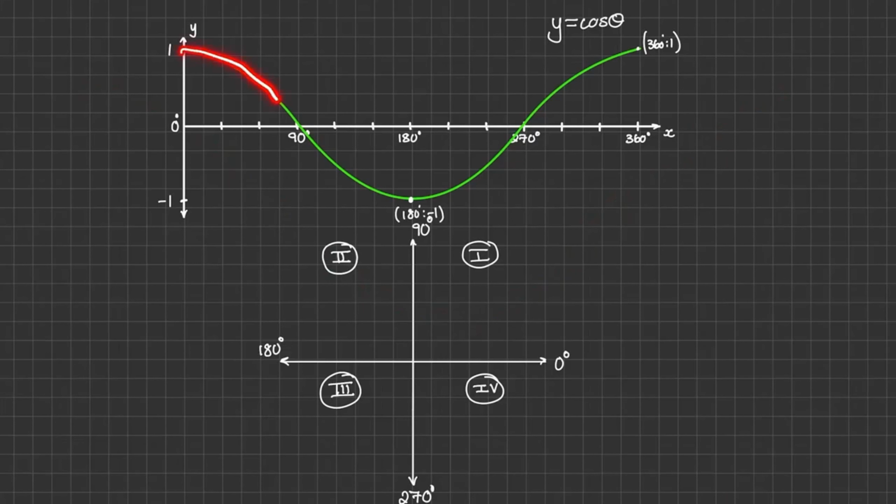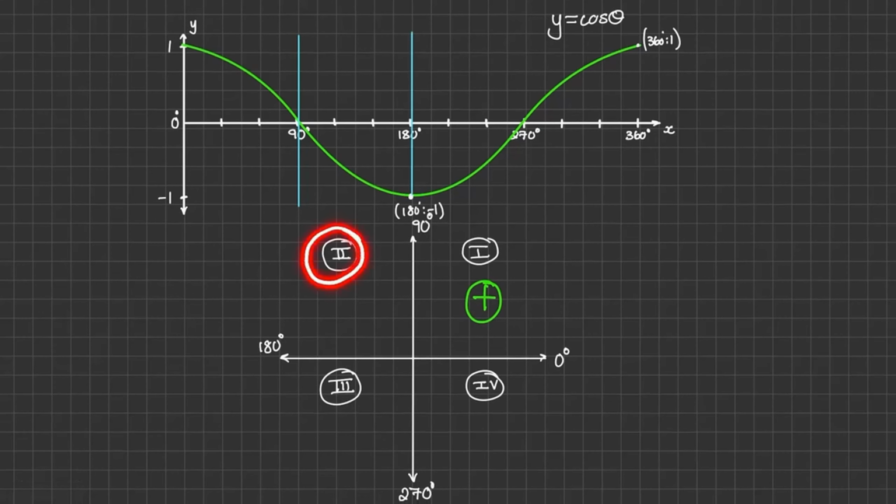Now I'm going to use this curve to discuss the properties of cosine of theta in the first quadrant all the way to the fourth quadrant. First, quadrant 1 is represented between 0 and 90 degrees. On our graph, between 0 and 90 degrees, we can see that the cosine graph is above the x-axis, meaning it is a positive value. So cos would be positive in the first quadrant.